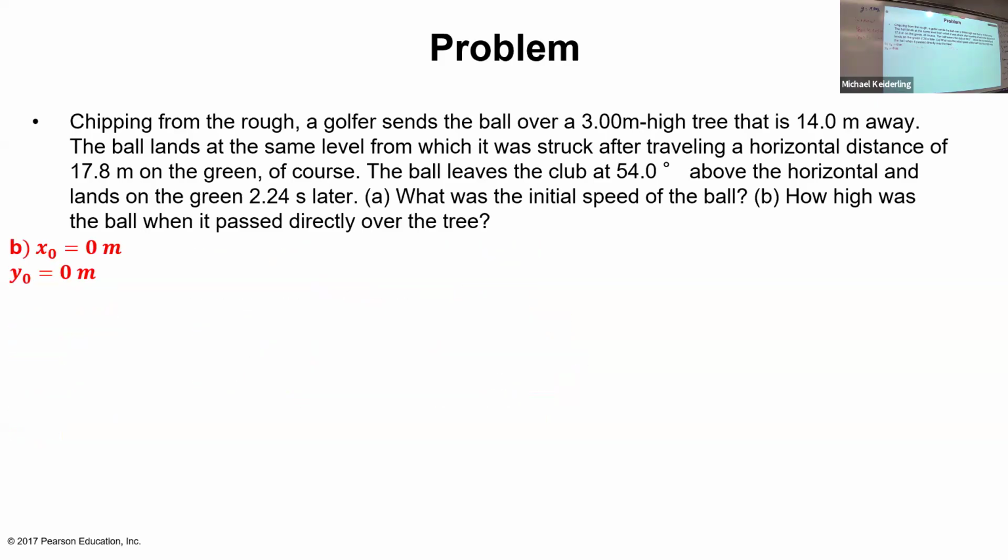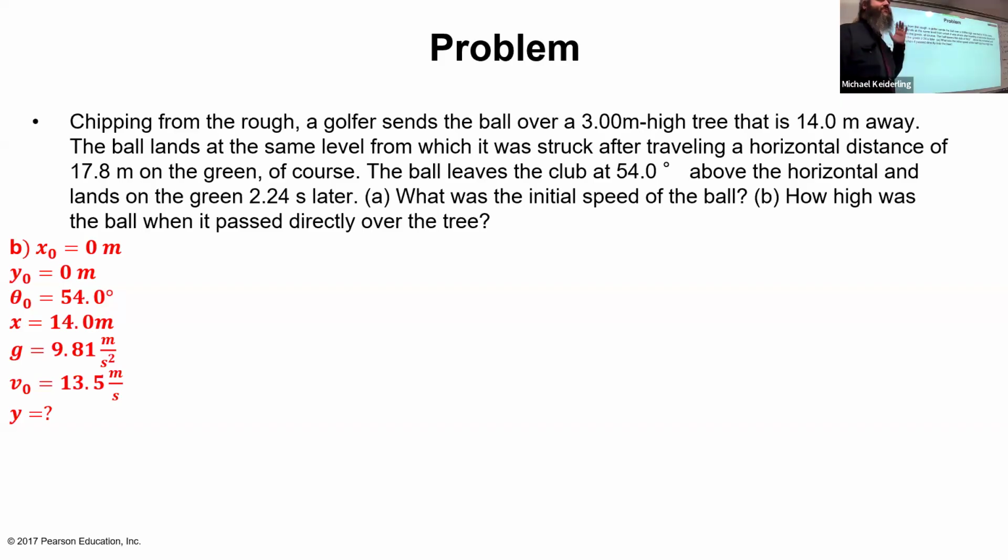So for part B, we know x naught equals 0, y naught equals 0, theta naught is 54 degrees, x is 14 meters, g is 9.81 meters per second squared, v naught is 13.5 meters per second, and we want to find y. So we know pretty much everything about x. We know starting position, ending position for x. We want to find y.